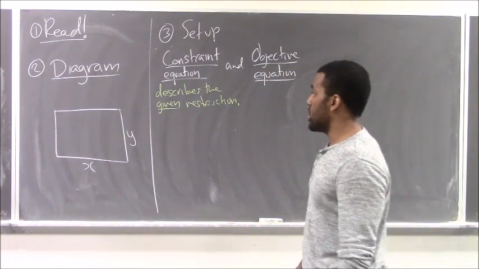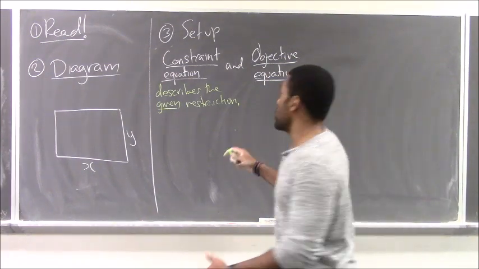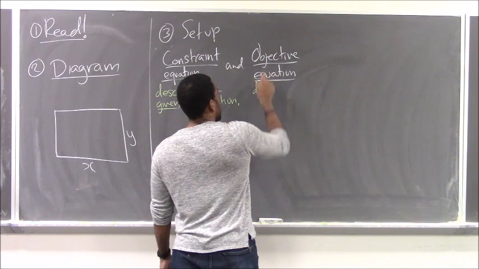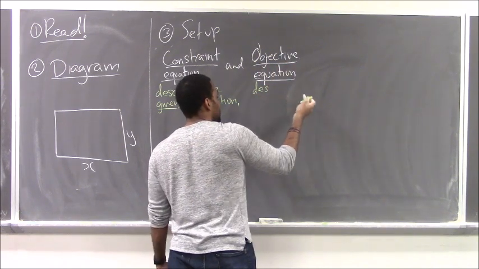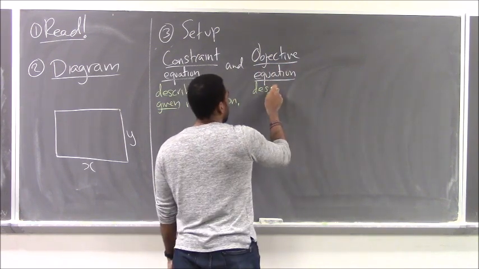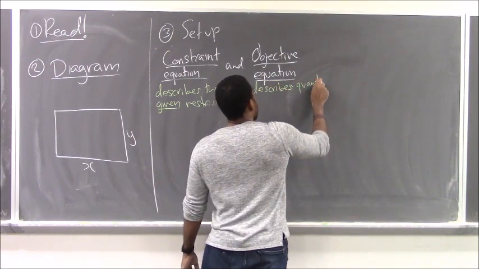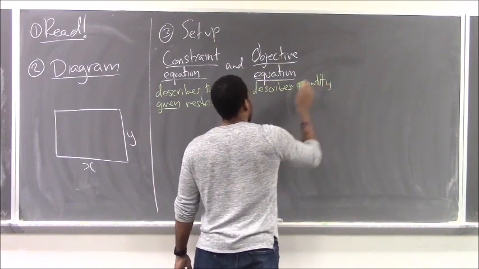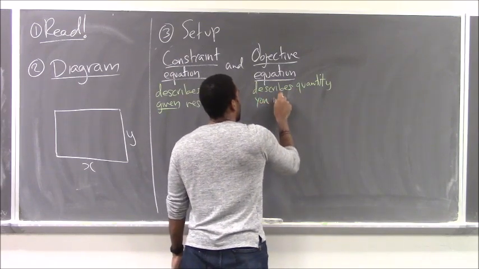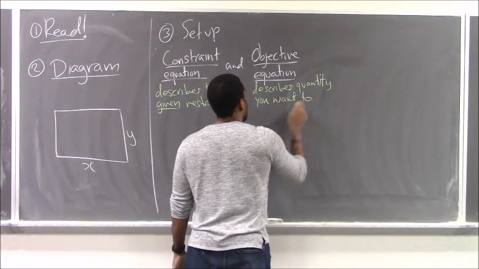Now the objective equation, this describes the thing you want to maximize or minimize. That's your objective. Your objective is to make this thing big or small. It describes the quantity you want to optimize.